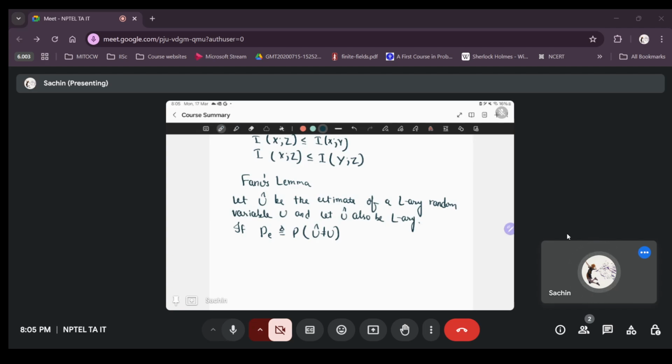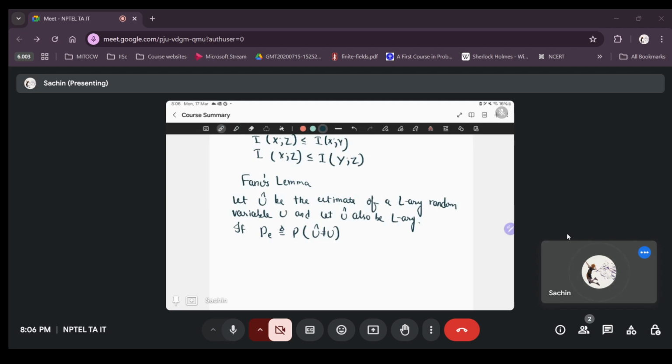So U hat and U might agree on some outcomes, omega i for some i's, and may be different for different i's. When we say the event U hat not equal to U, it means one of the outcomes in the set of all outcomes where U and U hat are not equal. So this is actually a subset of the sample space. It's a set of outcomes.